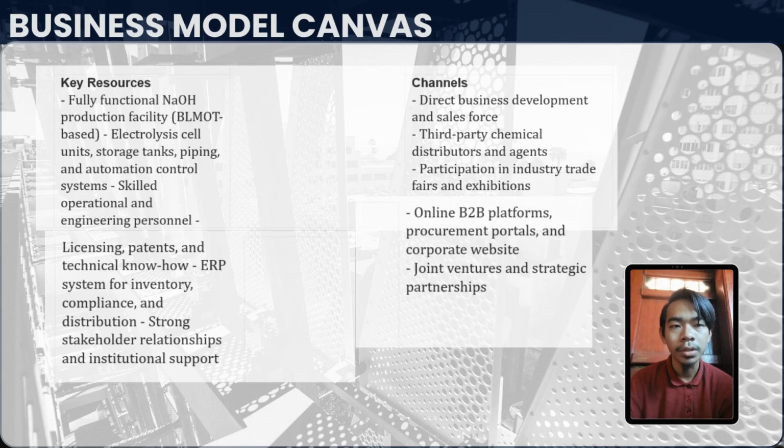Our key resources include the BLMOT-based NaOH production plant, the electrolysis system, a skilled workforce, relevant licenses and patents, and an ERP system for managing compliance and distribution. We also benefit from strong stakeholder support and institutional partnerships.